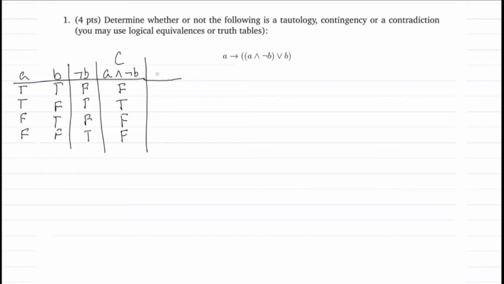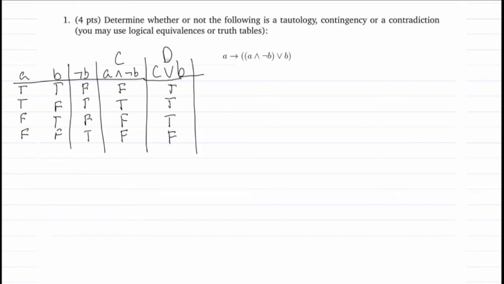I'm just going to call this C to make it a little easier to read. So that becomes C or B. Now we look at this column and we OR them together. For OR, we just know that one of them has to be true for the entire statement to be true. So let's do this. First is true and false, so this is true. Next is false and true, so this is true. This is true and false, so this is also true. This is false and false, so this is false.